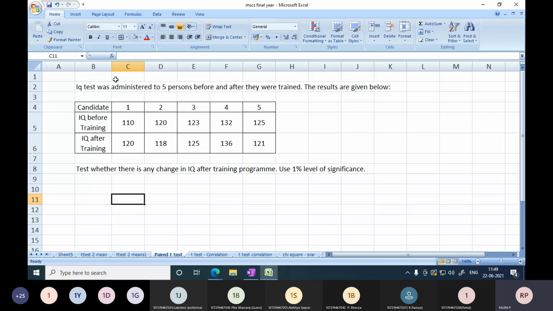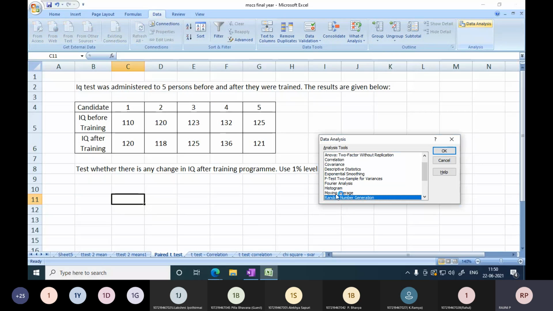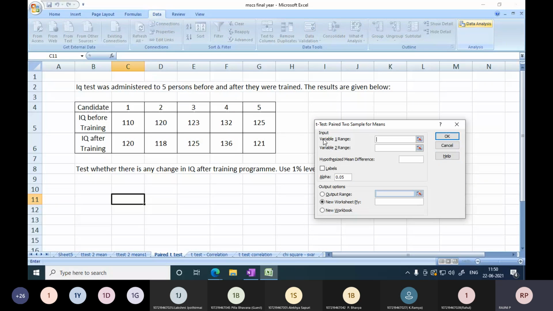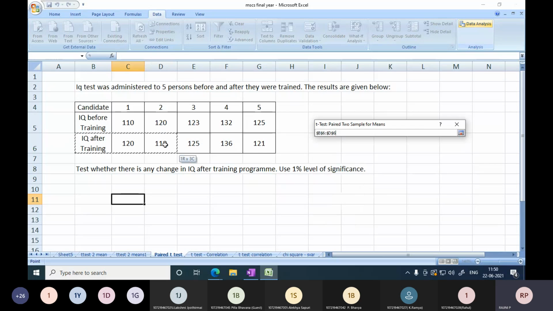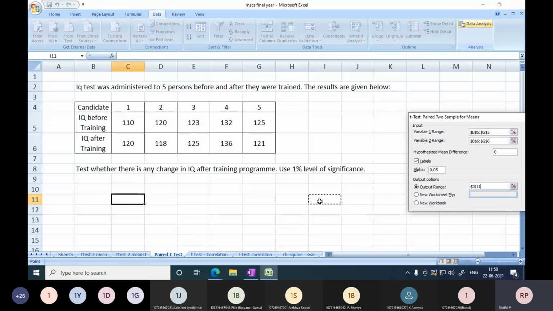Just go to Data, then Data Analysis, and here you check: t-test paired two sample for means. Select this, then OK. For variable 1 range, I'm selecting before training. Variable 2 range, after training. The data can be in rows or columns; you can enter it however you want. Next, the hypothesized mean difference is 0, and I have selected labels in the first row. Then give the output range.